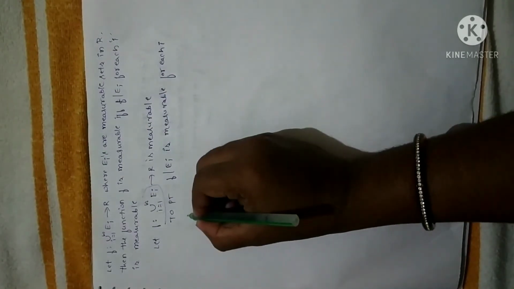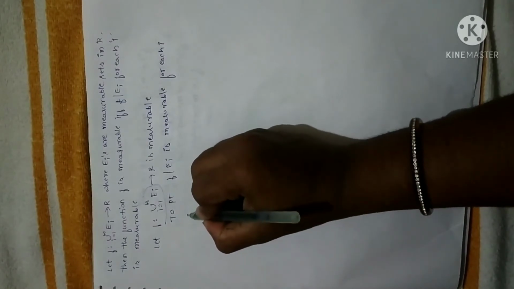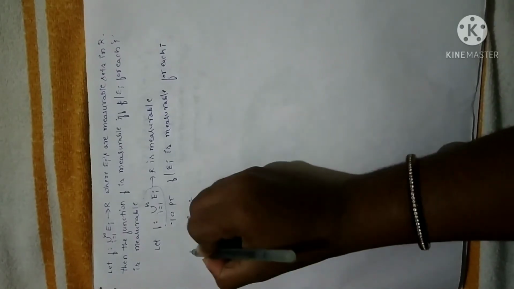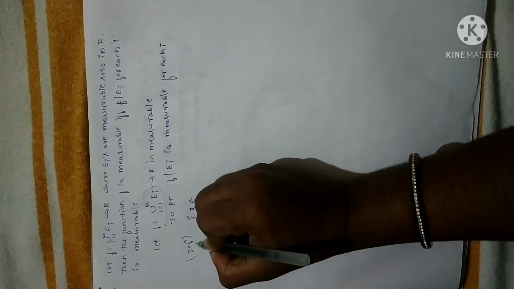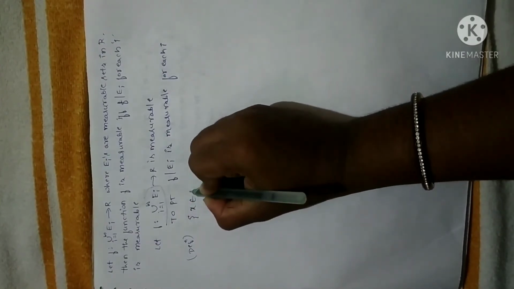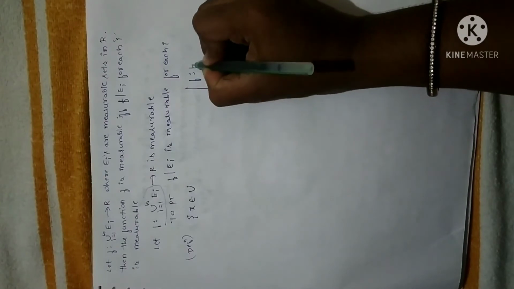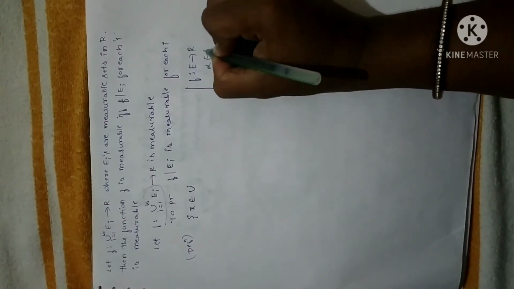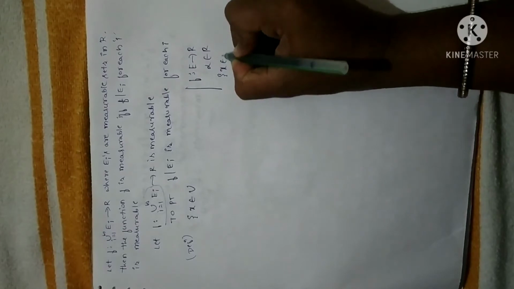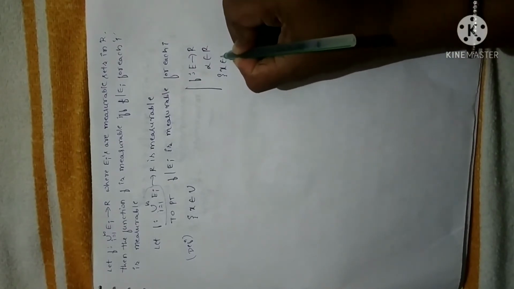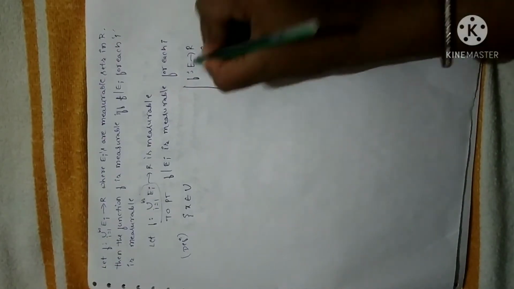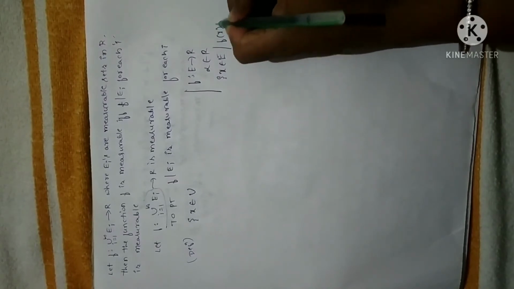Now as per the definition of measurability of a function, just now I have explained, or the characterization of a measurable function, I can write: just revise the standard definition, if f from E to R, then for any alpha belongs to R, the set of x belongs to E such that f of x greater than alpha is measurable.